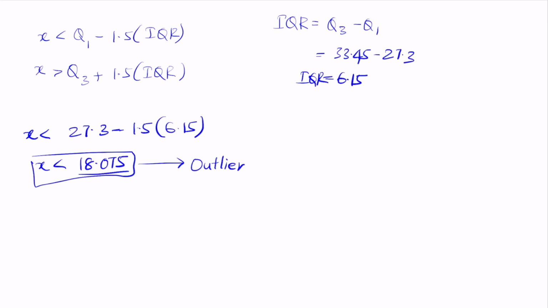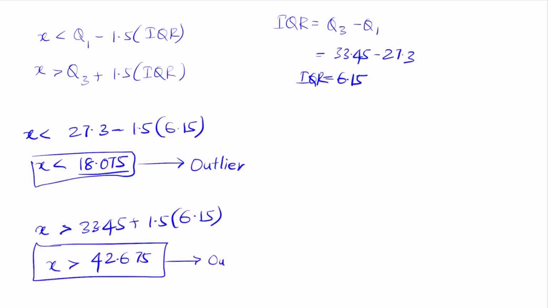In the same way, let's find the second one, where we take x greater than Q3, which is 33.45, plus 1.5 times 6.15. So again, 6.15 times 1.5 plus 33.45. That gives you a value of 42.675. So if any value is above this, it is an outlier as well.